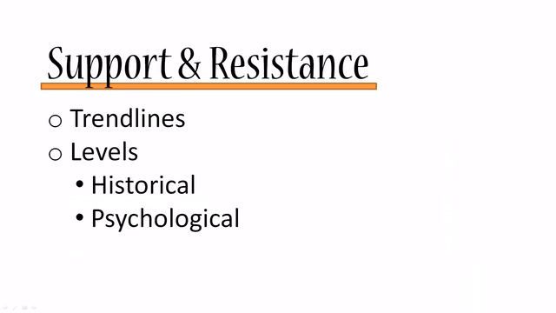To sum up, there are two main types of support and resistance lines. These are trend lines, which are diagonal, and levels, which are horizontal. And there are two types of support and resistance levels: historical levels and psychological levels. All of them act as barriers for the price. And when the price gets to them, it either bounces off, or we see an impulse when the price crosses these levels.